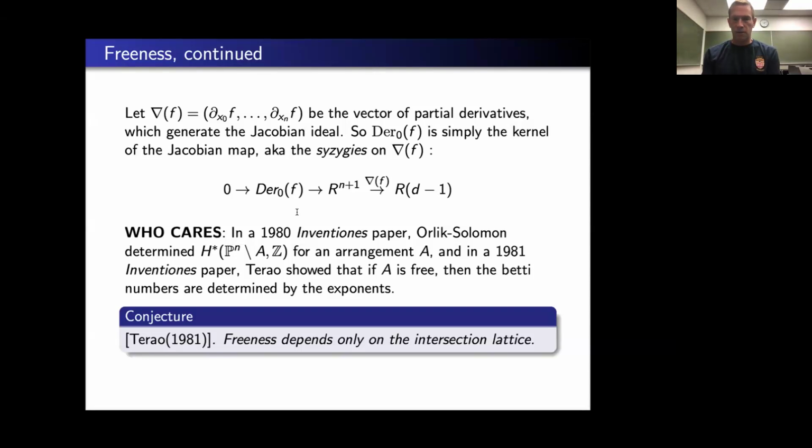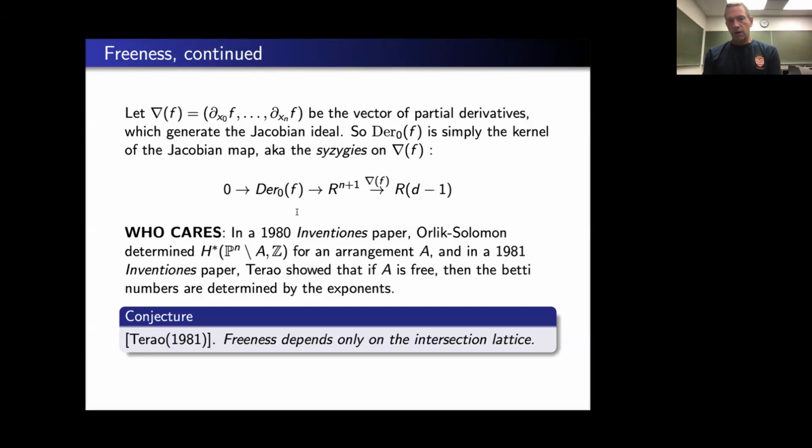I'm using lattice not in the sense of a free Z-module, but as a graded poset. That intersection lattice has as its rank 1 elements the hyperplanes themselves, as its rank 2 elements the codimension 2 intersections of the hyperplanes, and so on. So this is a very combinatorial object, and this Orlik-Solomon algebra, or the cohomology ring, is given in terms of the lattice.